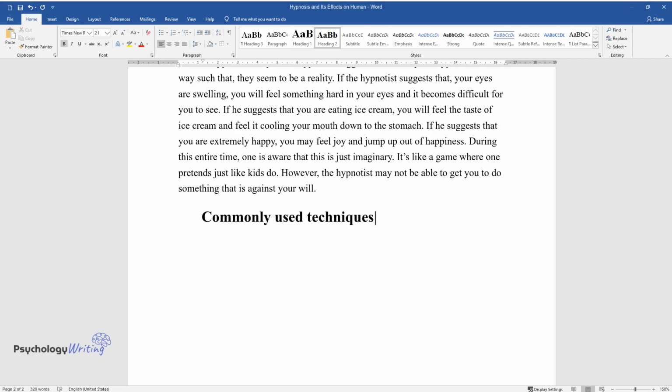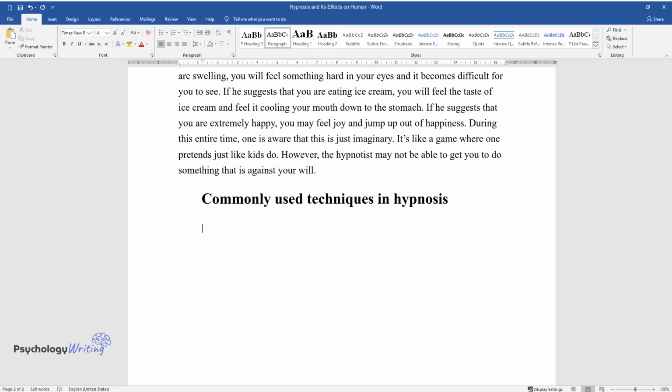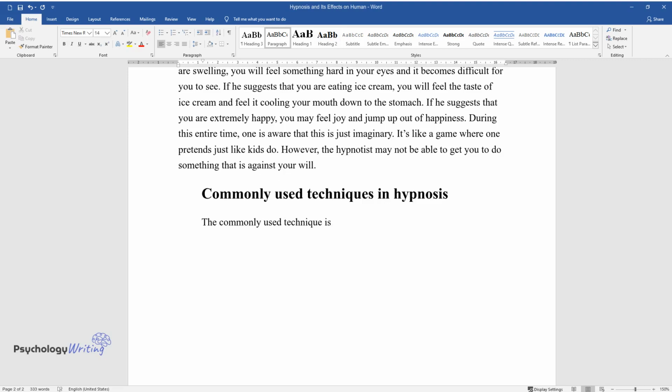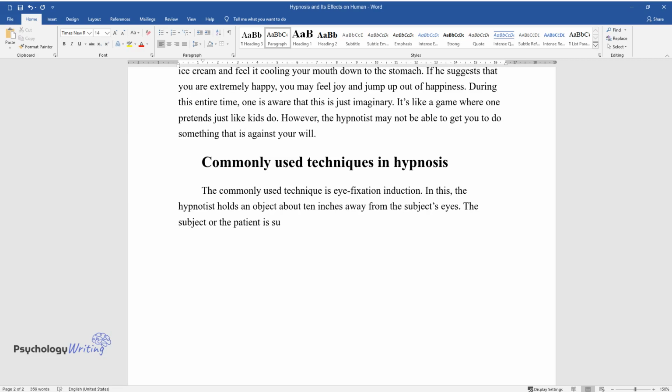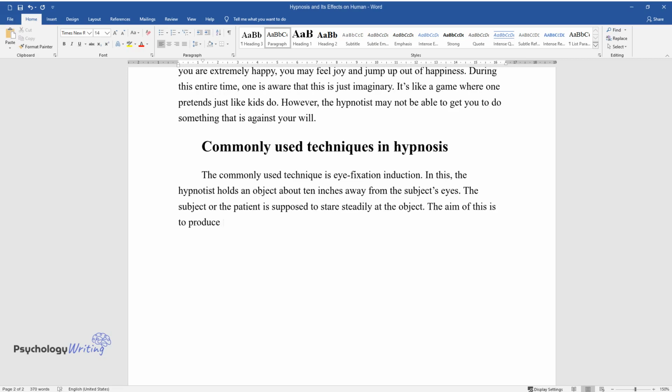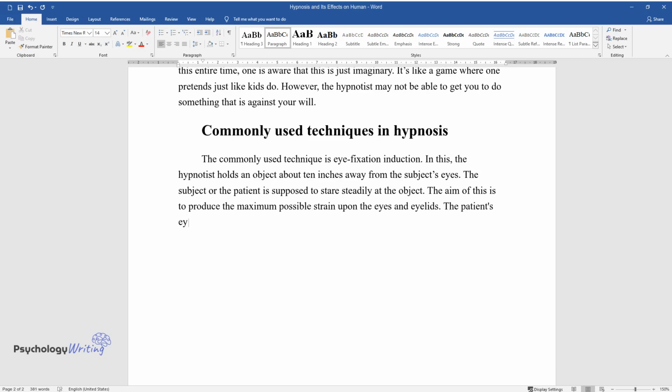Commonly used techniques in hypnosis. The commonly used technique is eye fixation induction. In this, the hypnotist holds an object about 10 inches away from the subject's eyes. The subject or the patient is supposed to stare steadily at the object. The aim of this is to produce the maximum possible strain upon the eyes and eyelids. The patient's eyes are to remain fixed on the object and the mind is to concentrate on the idea of just that object.